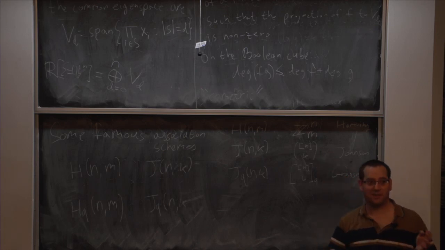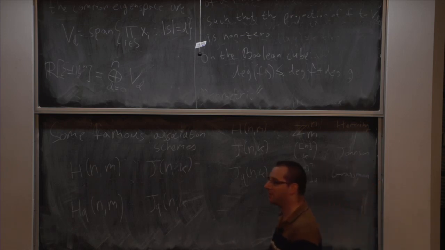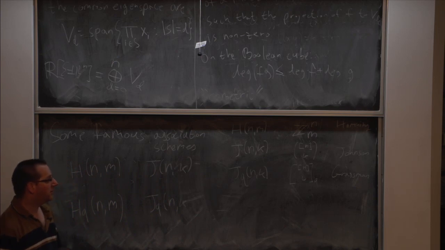Okay, and there's some people who think they know why this happens. Other people disagree with them. Anyway, this is the Q analog of the Johnson scheme.